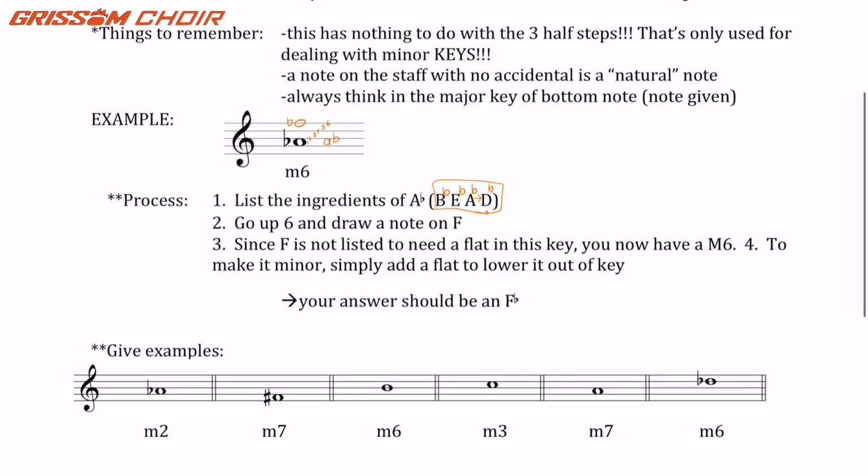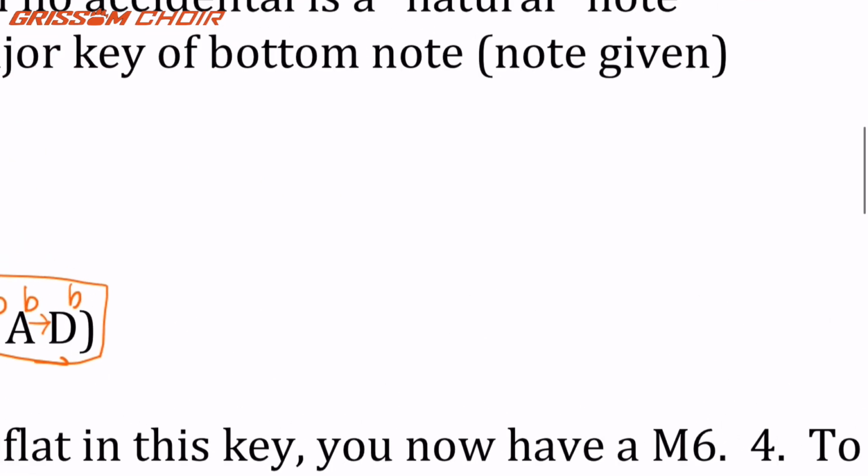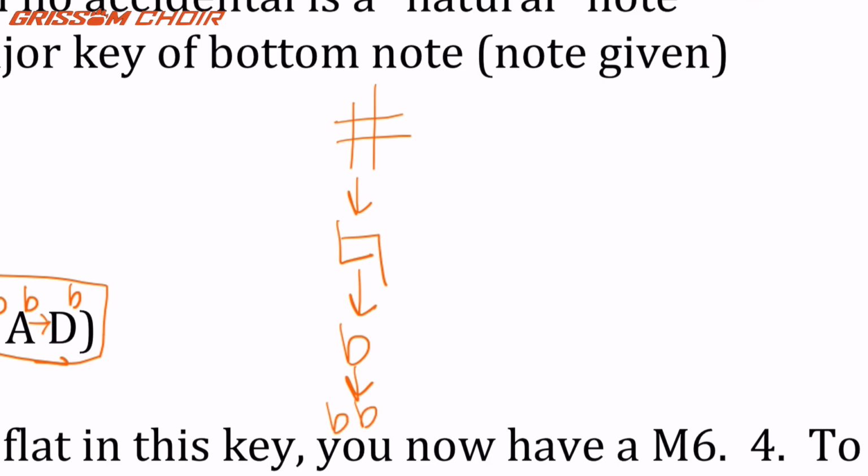One other thing that you need to remember is our tree. If a note is already sharped in the key and we lower it, it would then become a natural. If it's already natural in the key, it would become a flat. And if it's already flat in the key, it would become a double flat.